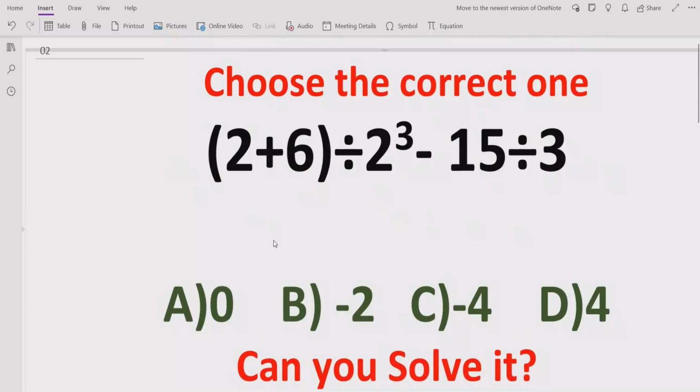Today we will solve another quiz which is related to arithmetic expression. The quiz contains the three basic operations plus, minus and division. So we have to solve this quiz using PEMDAS and BODMAS method and find out the correct answer. In the answer list we have four answers. A is 0, B is -2, C is -4 and D is 4. So let's see after solving it which answer is correct.